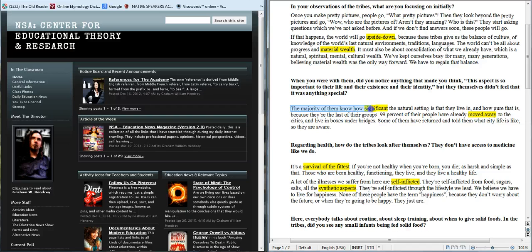The majority of them know how significant the natural setting is that they live in, and how pure that is. Because they're the last of their groups. 99% of their people have already moved away to the cities and live in boxes under bridges. Some of them have returned and told them what city life is like. So they are aware. They are aware of the differences. But I think they see the modern world as a different world, with a different understanding from how they have lived their lives. I want to say simple, but simple has often a negative connotation. But I mean simple in the sense of beautiful, right?